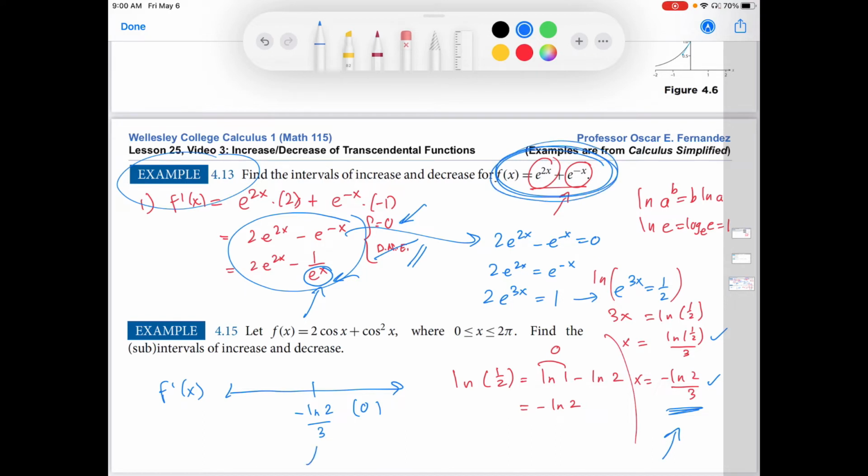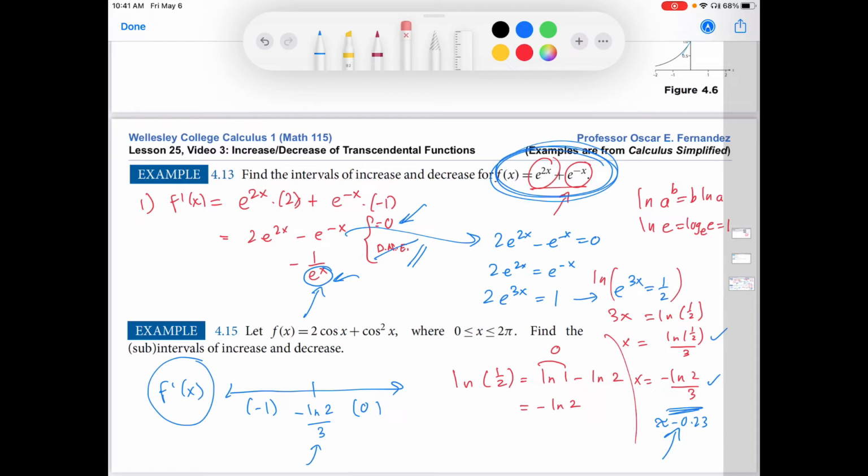And then choosing a point to the left of this, we kind of have to know the actual approximation of ln of 2 over 3. That ends up being about 0.23, so this is about negative 0.23. So I can just choose something like negative 1. And then what I'm going to do with that negative 1 is substitute it back into the derivative. So let me remove some of the clutter here.